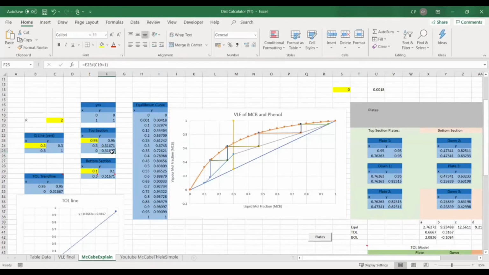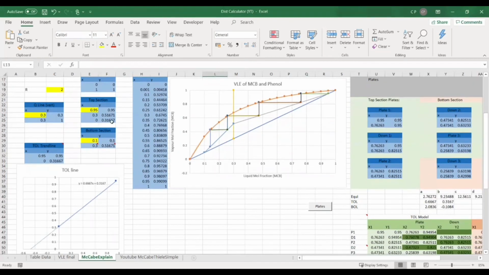If this value is 0.2 or 0.1, you're being drawn down further towards the x equals y line. If you're down here, then it just has more space for your stages to step down, and you're going to need fewer stages, so the separation is effectively easier. So that's just something to think about. We've got a higher reflux ratio, you can have easier separation. That's graphically why.